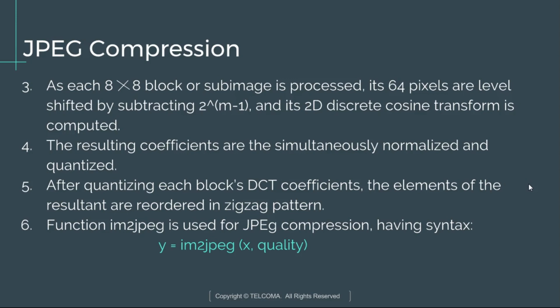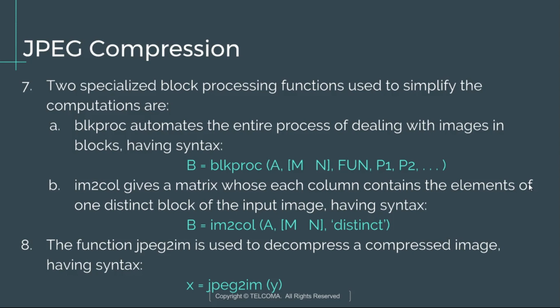After quantizing each block's coefficients, the elements of the resultant are reordered in a zigzag pattern. The function im2jpeg is used for JPEG compression, having the syntax y equals im2jpeg x, quality. Two specialized block processing functions are used to simplify the computations. blkproc automates the entire process of dealing with images in blocks, having the syntax as shown. im2col gives a matrix whose each column contains the elements of one distinct block of the input image, having the syntax as shown. The function jpeg2im is used to decompress a compressed image, which has the syntax x equals jpeg2im of y.